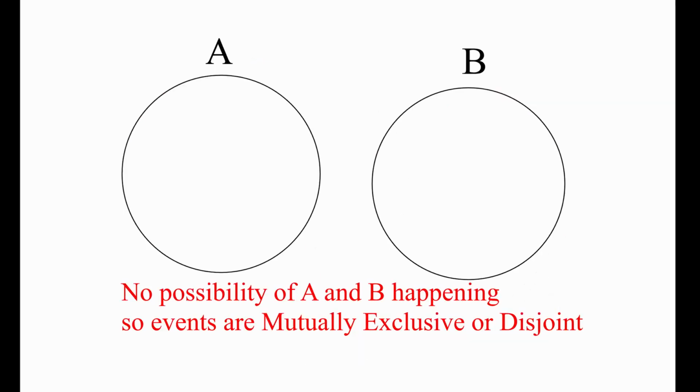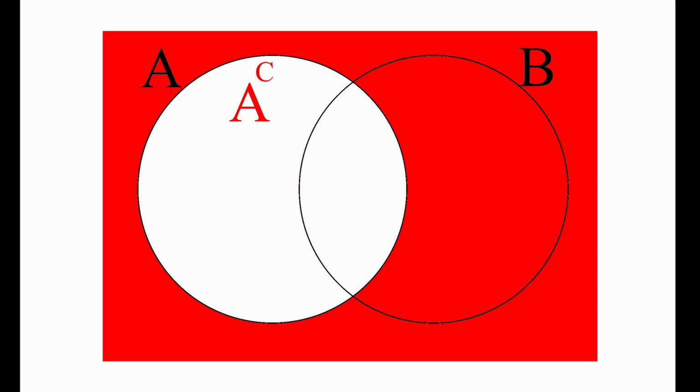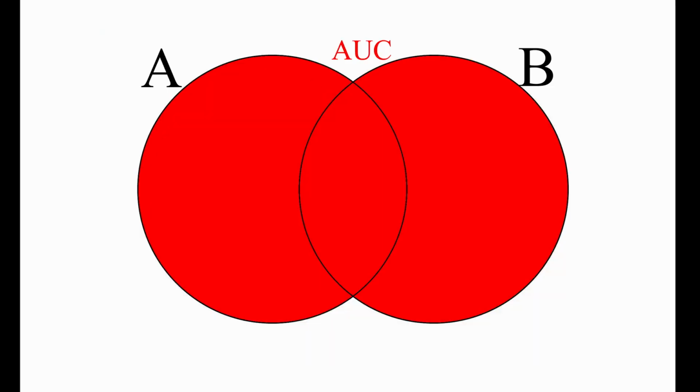If we imagine a scenario in which A and B cannot happen together, the events are known as mutually exclusive or disjoint. Another thing to know is that a complement means that it has not happened. If this circle represents that A has happened, then the space outside of this circle represents the probability of the complement of A.